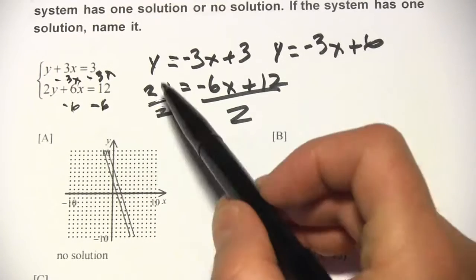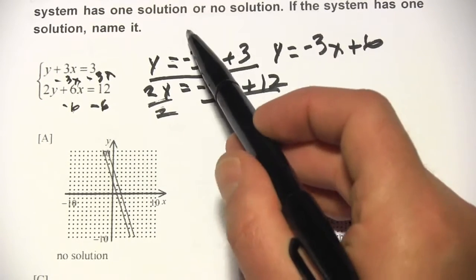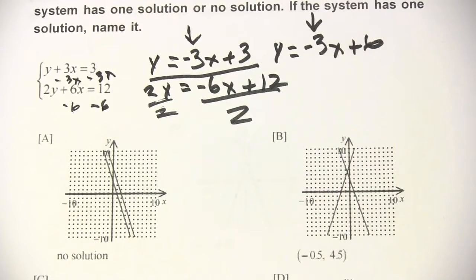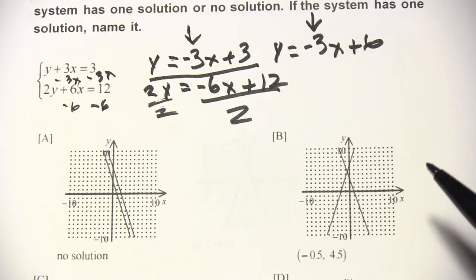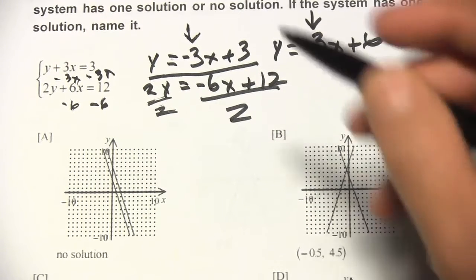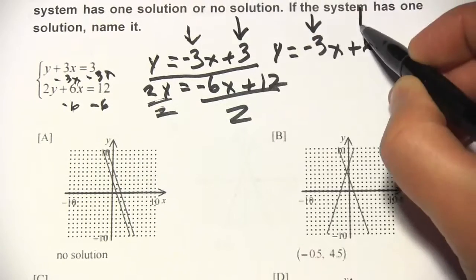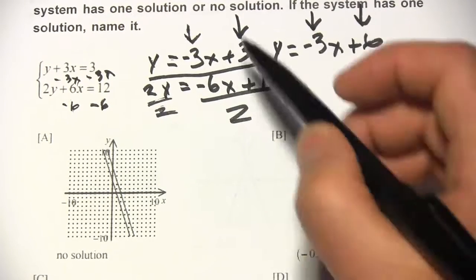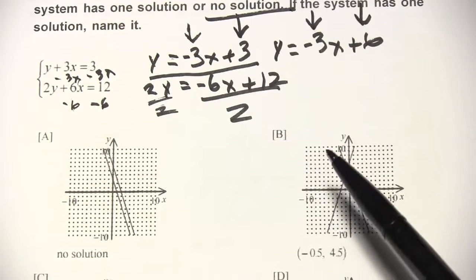Aha. So my first equation has a slope of negative 3. My second equation has a slope of negative 3. So they're either parallel or they're the exact same line. I know they're not the exact same line because the y-intercept is different. A positive 3 for this one, a positive 6 for this one. So there's no solution to this system of equations.